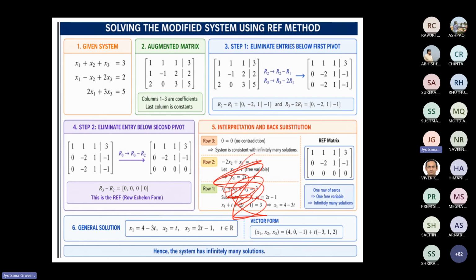So that's why you are saying x2 as a free variable. No, this is wrong. This is wrong. You will go to this slide. Till this slide, it's fine. Till this, it is fine. Okay. Sorry, ma'am.